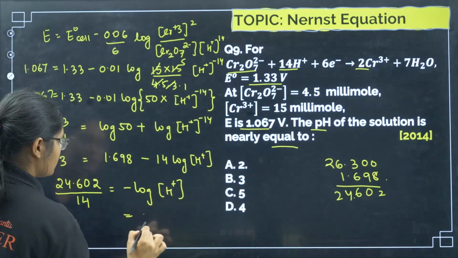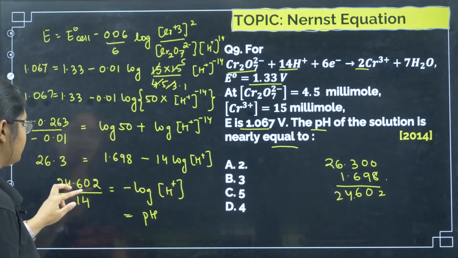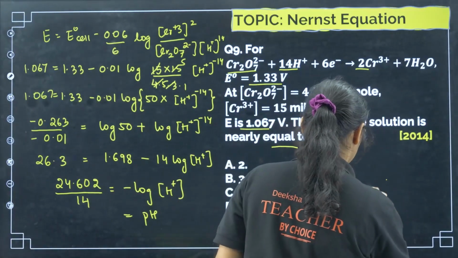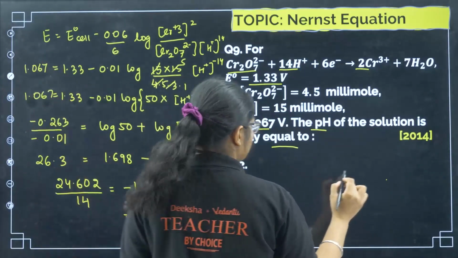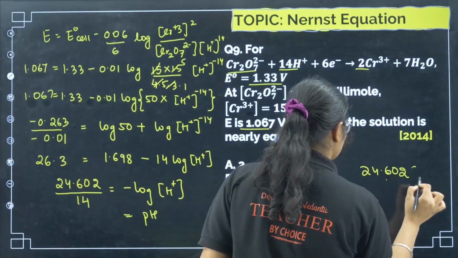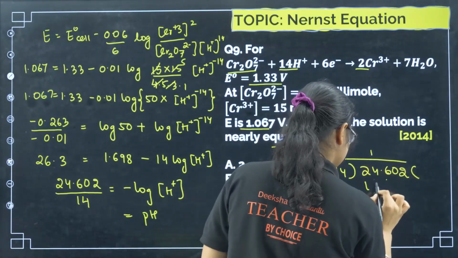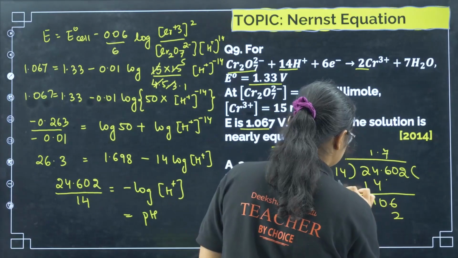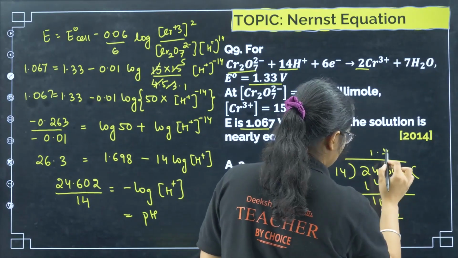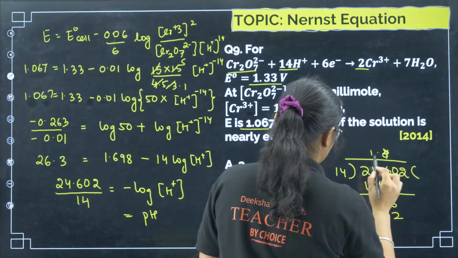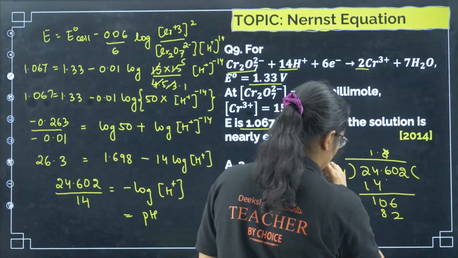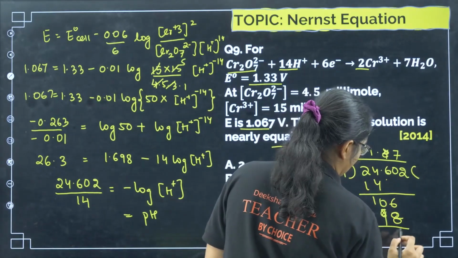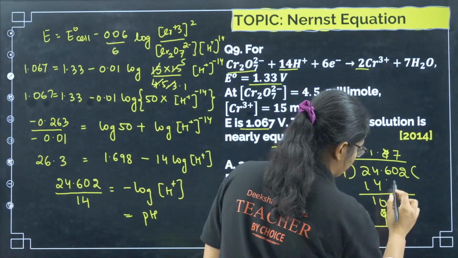Minus log of H plus is nothing but pH. Now 24.602, you have to just divide this by 14. 14 1s is 14, 10, 106, then 14 7s are 98. So 16 minus 8, I'll get 8 and 0.